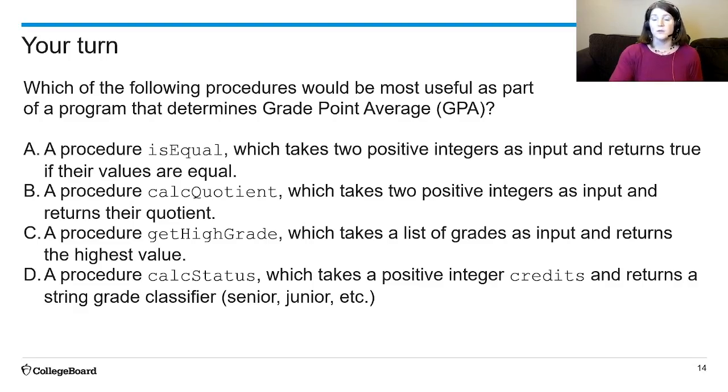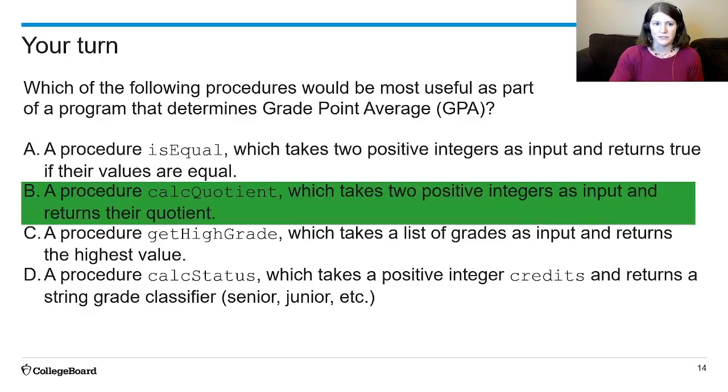In this case, we're looking for one that will help us determine your grade point average. Most grade point averages are determined by taking the points, or your letter grade points, divided by total credits. Since we include division there, the most useful procedure here would be calc quotient, because it would take those two integers and divide that value for us. So that is the most helpful in the situation of determining your GPA.